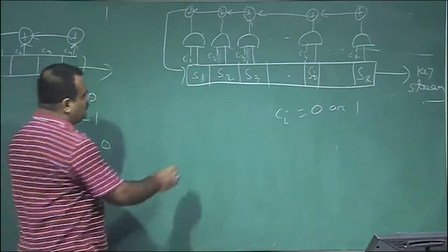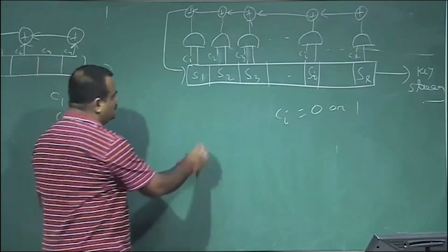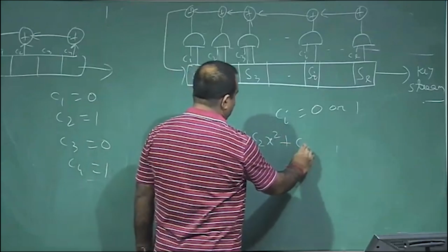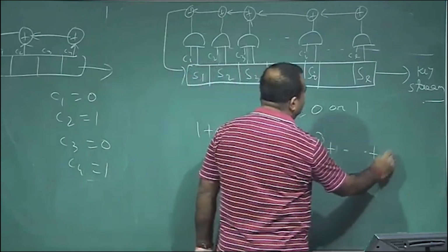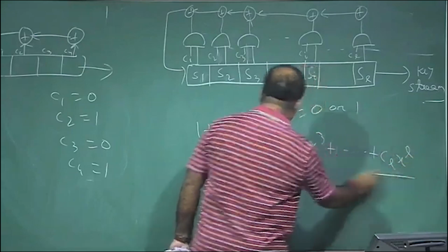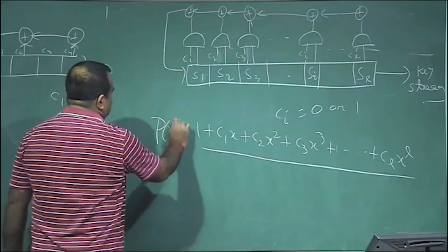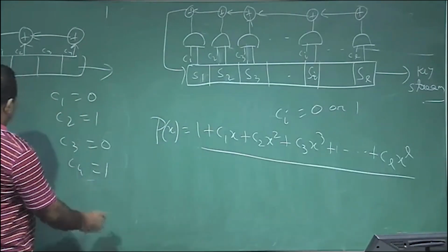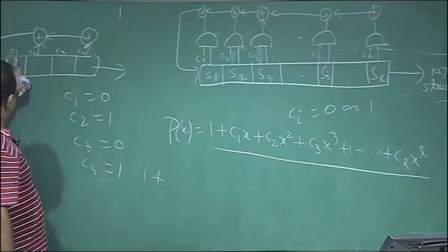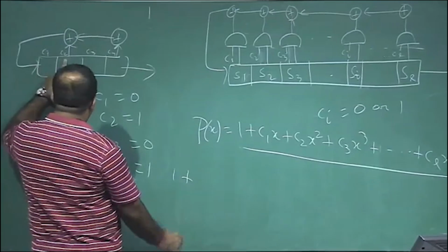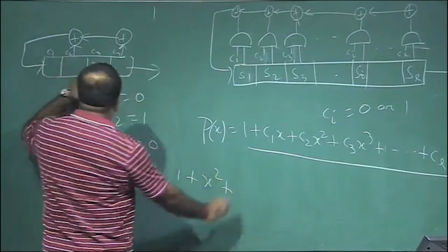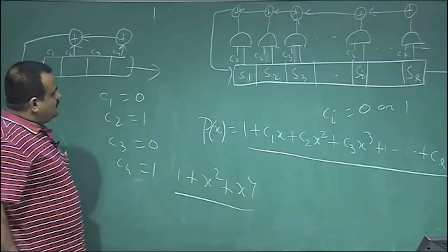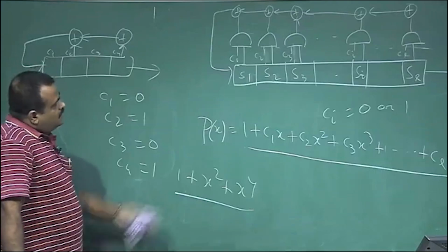And the polynomial corresponding to this LFSR is 1 plus C1x plus C2x square plus C3x cube, like this, up to CLx to the power L. So, this is the polynomial corresponding to this LFSR. Now, for this LFSR it is just 1 plus, C1 is 0 so C1x won't come, C2 is 1 so x square, C3 is 0 so it will not come, and C4. So, this is the polynomial corresponding to this LFSR.